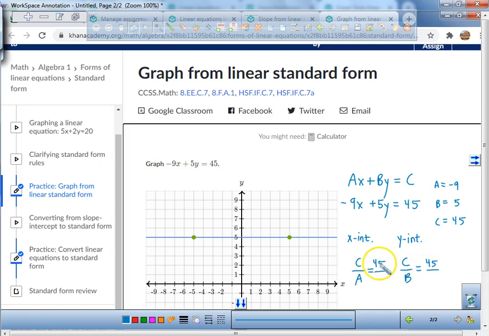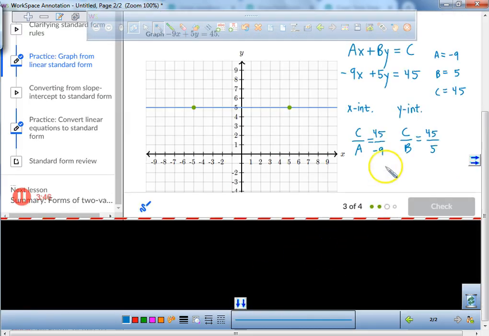So I got 45, but now I got to divide this by my A value. And my A value is -9. So I got to put -9 here. My B value is 5. And so now I just got to do a little math. 45 divided by -9 is -5. And 45 divided by 5 is 9.